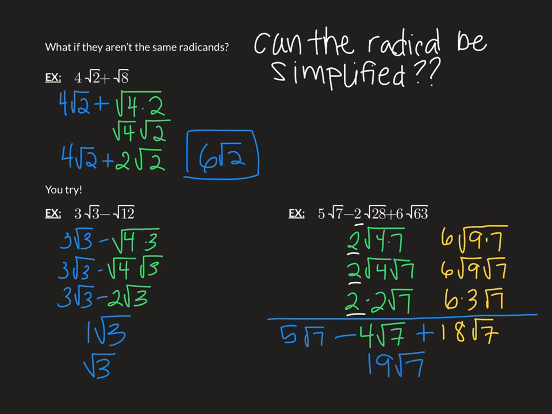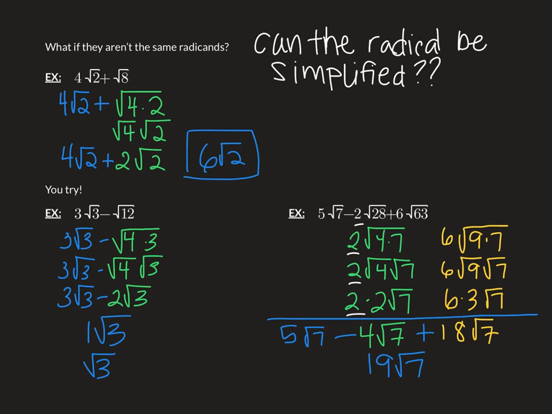How'd you do? Okay, one of the things that would be kind of interesting to try if you have your calculators is if you type in, and you will never do this because I don't want an approximation, meaning I don't want decimal answers, I want radical answers. It's called simplified radical form, remember? If you were to type in 5 root 7 minus 2 root 28 plus 6 root 63, and hit enter, you would get a decimal approximation.